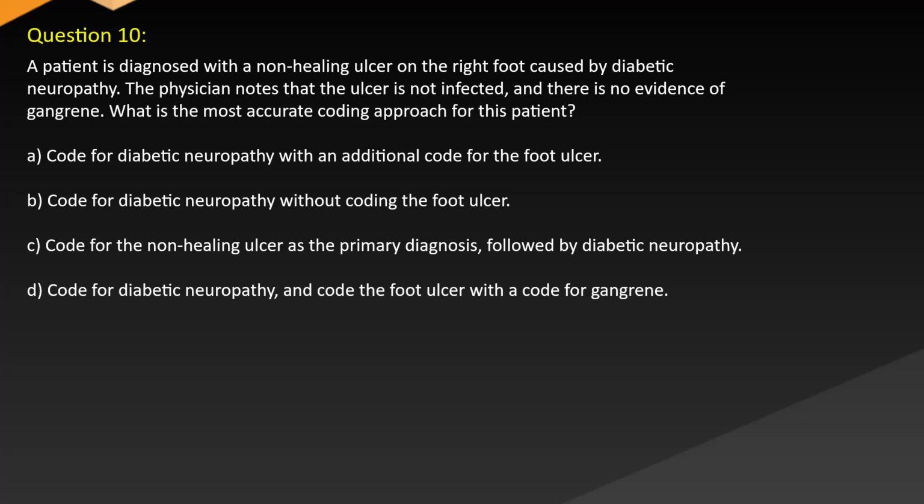A. Code for diabetic neuropathy with an additional code for the foot ulcer. B. Code for diabetic neuropathy without coding the foot ulcer. C. Code for the non-healing ulcer as the primary diagnosis, followed by diabetic neuropathy. D. Code for diabetic neuropathy and code the foot ulcer with a code for gangrene.